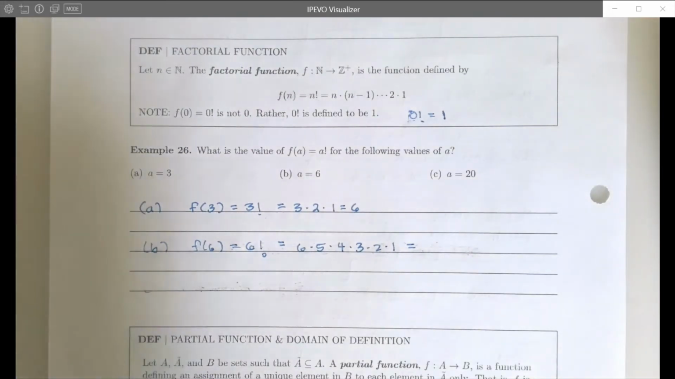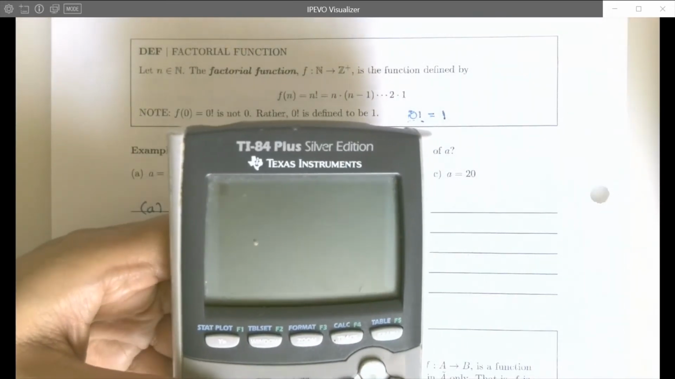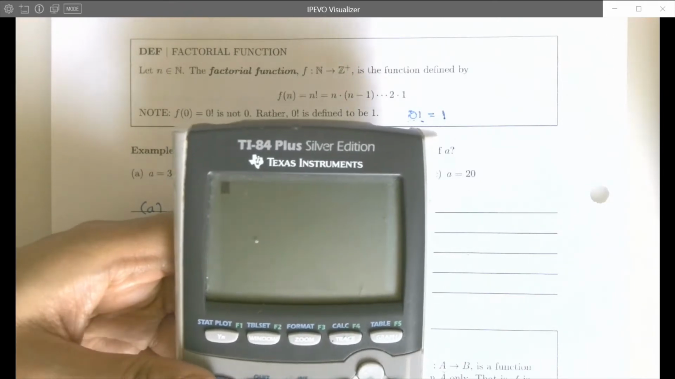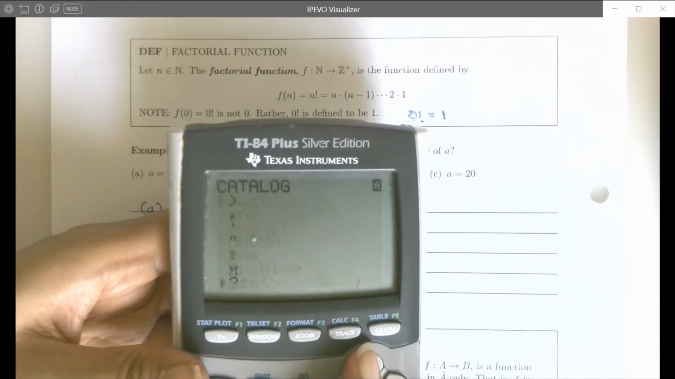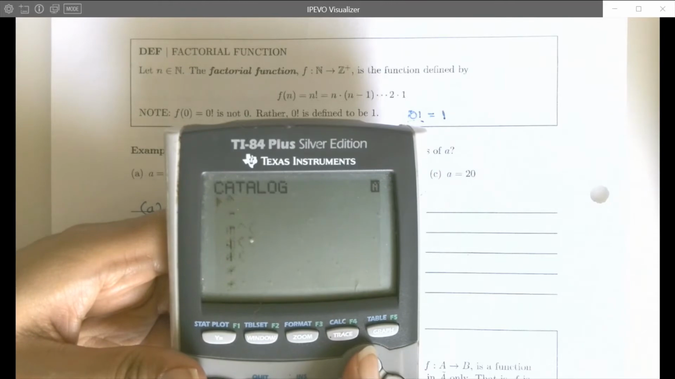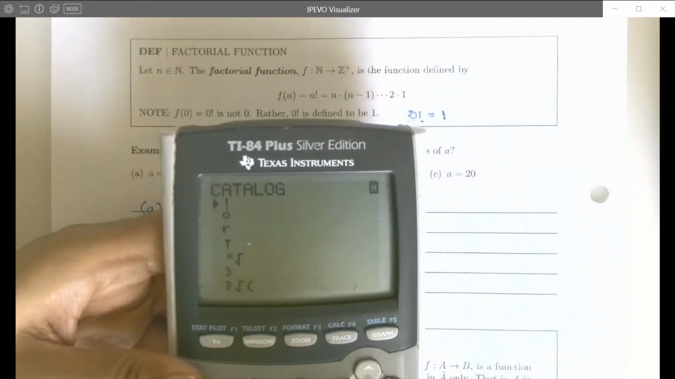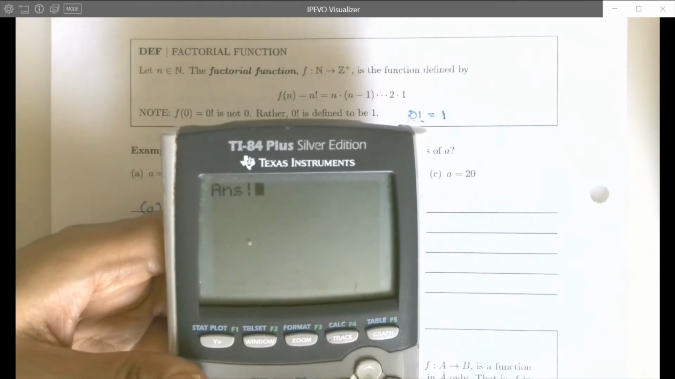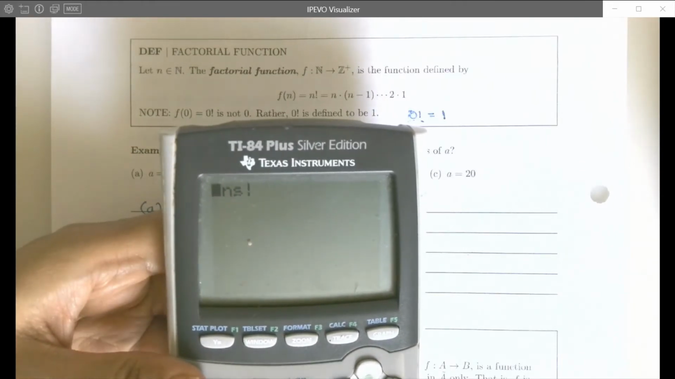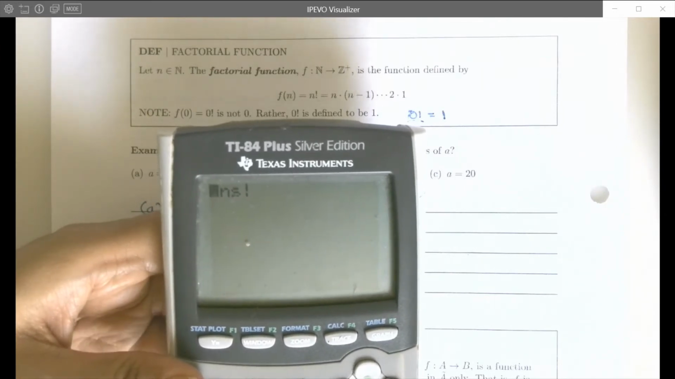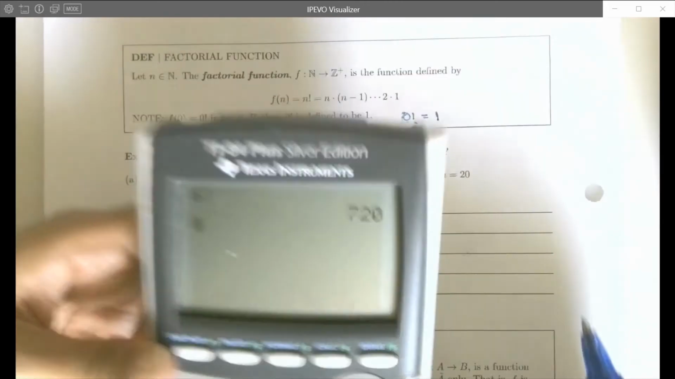But just so that you know, most calculators have a functionality for factorial. So for instance, if you have a graphing calculator similar to mine, you can navigate to the catalog and just search for the appropriate symbol, which would be the exclamation mark. I didn't type in anything before it, so it's thinking that I want it to do factorial of my last answer. But I can just go ahead and replace that with 6, and that'll give me 720.